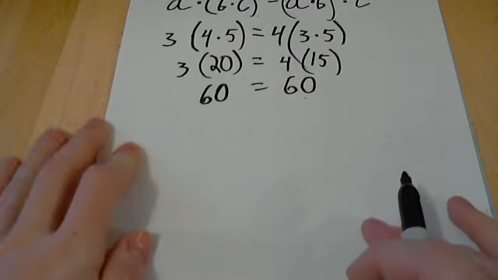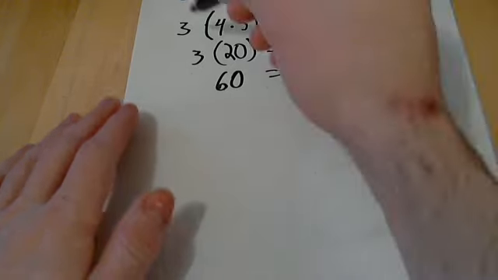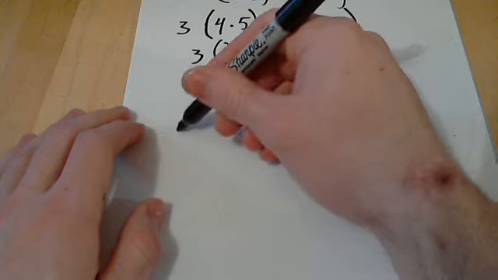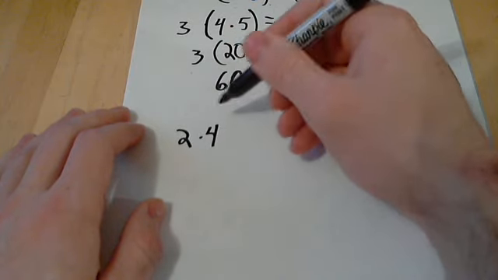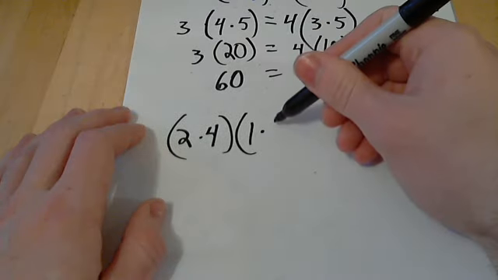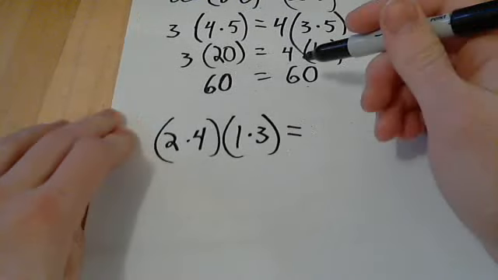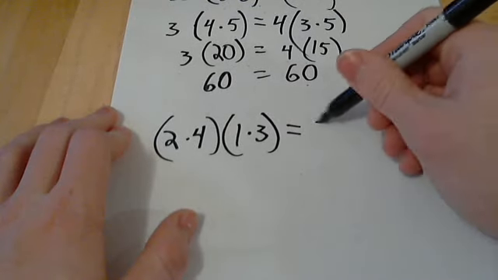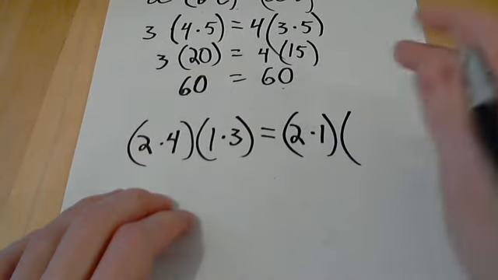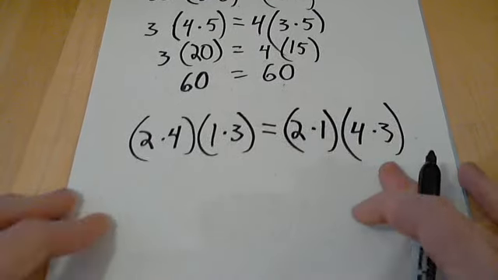And again, let's give you an example to prove that it doesn't just apply to 3 terms like we have up here. We can add as many terms as we want and it'll still work. So let's go with (2 times 4) times (1 times 3). Okay, so let's switch these parentheses around completely and do something like (2 times 1) times (4 times 3). And we're going to get the same answer.